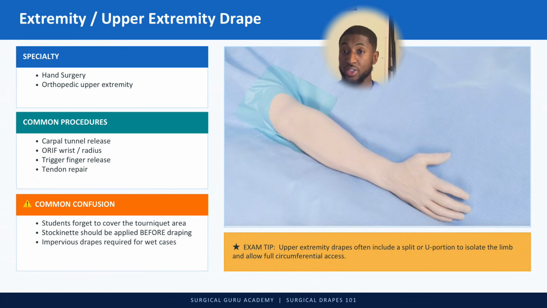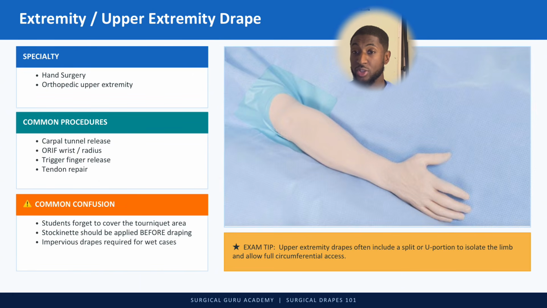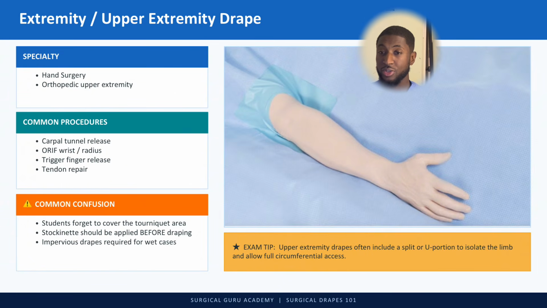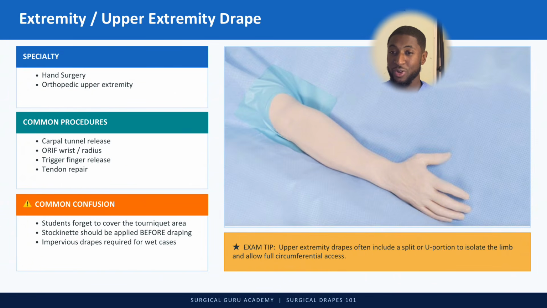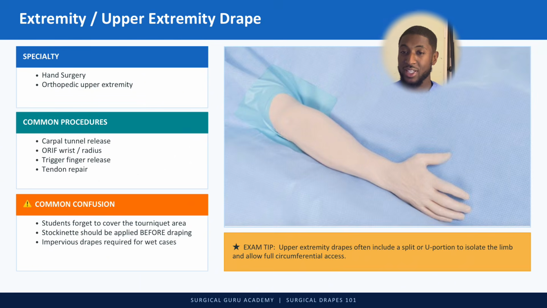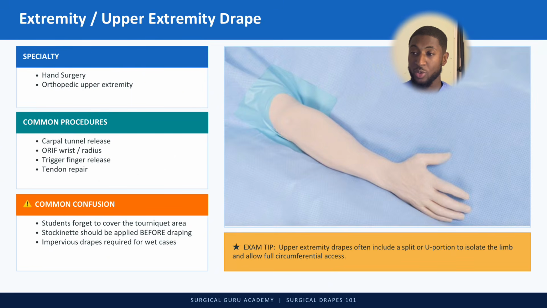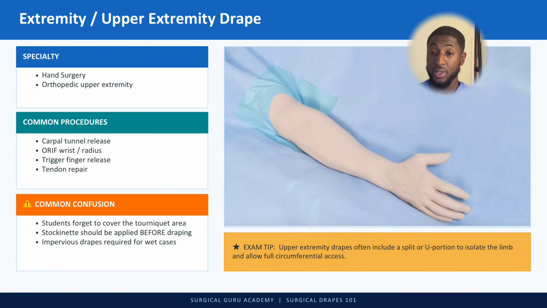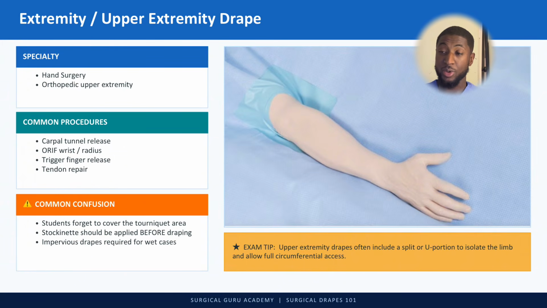Next is the upper extremity drape. This is used for hand surgery or orthopedic upper extremity cases. Common procedures would be carpal tunnel release, ORIF of the wrist, open reduction internal fixation of the radius, trigger finger release, and tendon repair. So whenever you're doing work on the hands or the upper extremity, that's when an upper extremity drape would be appropriate.